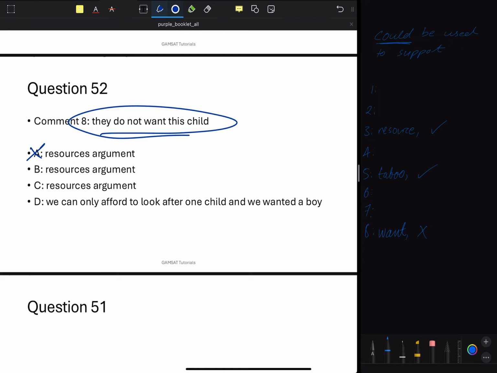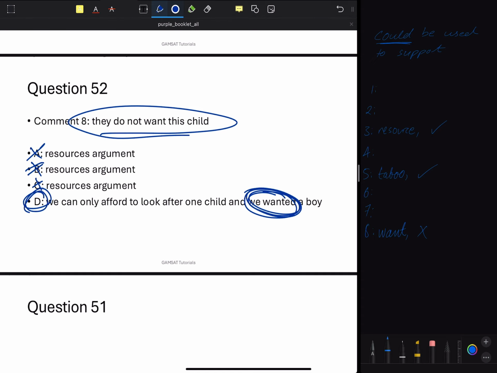C, unable to meet this baby's special needs. Again, that's a resource argument. So that's why B and C are also wrong. And then D, we can only afford to look after one child and we wanted a boy, okay? It's got the word wanted in there. That ACE has been quite nice by giving you the word wanted, to be honest. That's very clearly the answer option.